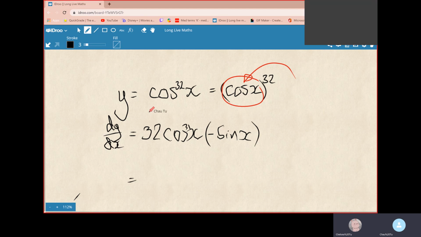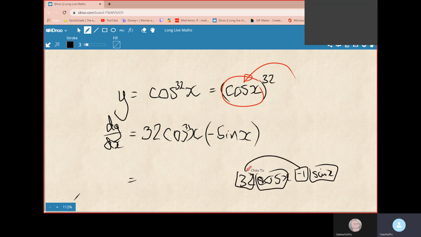It's like me saying the number 32, let's just say cos x, that's one block, and then times minus 1 times sine of x, isn't it? So you can merge the 32 with the negative 1. Can you see that, Chelsea? So it would be negative 32? Yeah. Okay. Go on, put it down in writing.